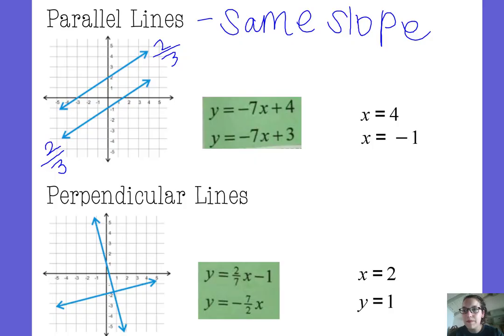Here's another example. Slope of this line is -7. Slope of this line is -7. Same slope. They're parallel.